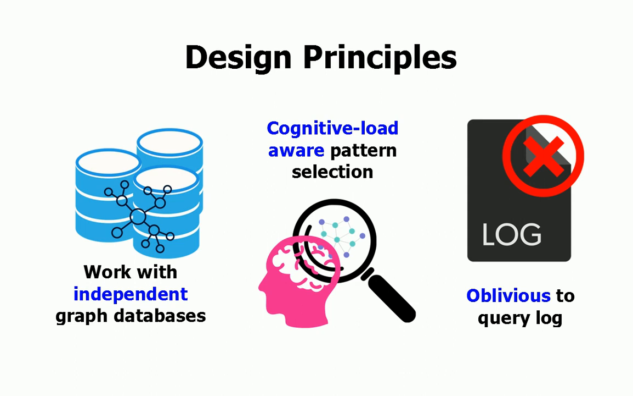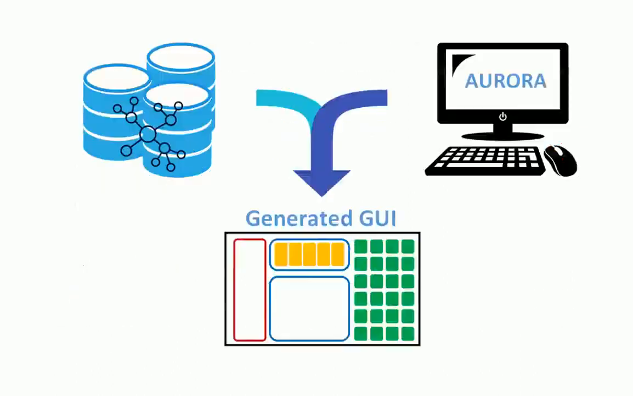Oblivious to query logs allows AURORA to be used for data graphs where log data are unavailable in practice, especially in cold start cases. In practice, any graph database system can easily integrate AURORA in the following way. It can first invoke AURORA to generate the GUI for a data source and then install it on top of the query engine for query formulation and processing.